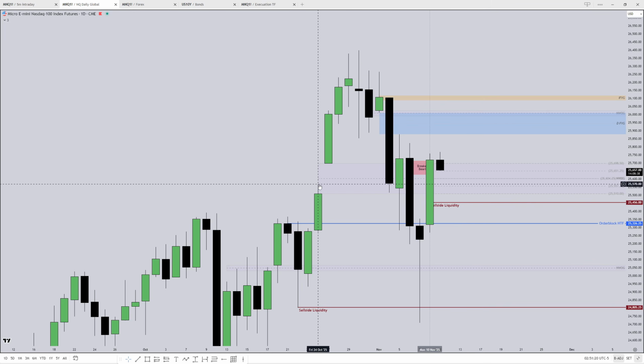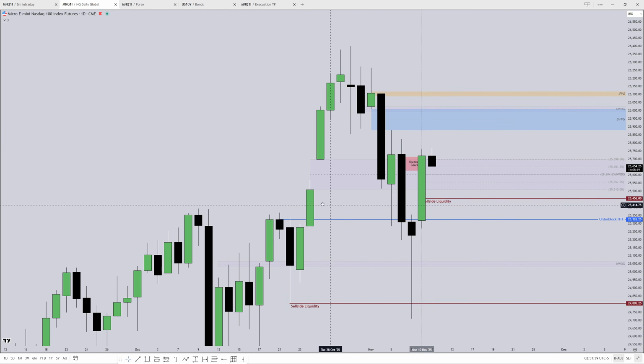We were inside the inverse FVG. This is the low and this is the high. This is the inverse FVG, and we were also inside the new week opening gap of the 24 October to 27 October. So this was the new week opening gap, old new week opening gaps.